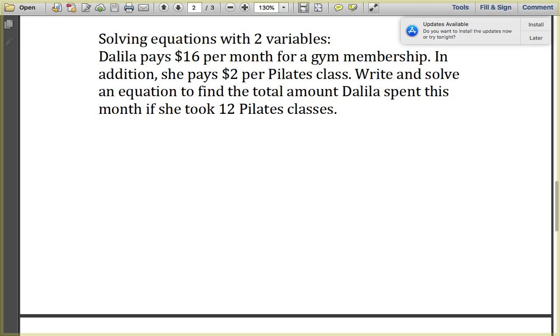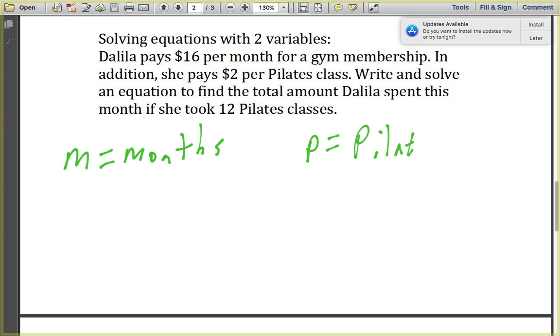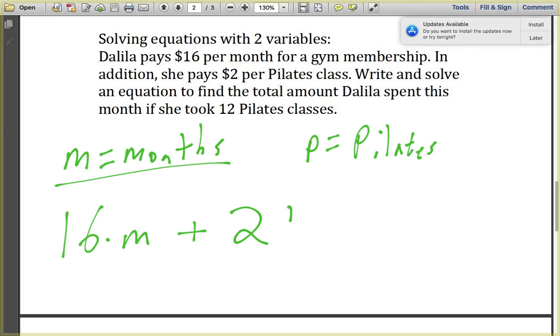Okay, well, let's set up the two things we don't know. We have M for the number of months, and then P for the Pilates class. And yes, we do actually know it in this case, but we want to set up the equation first. Let's start with the things that were named and technically unknown when they were named. So, I know that for every month, I pay $16. So if I take 16 times M, that's how much I pay per month. And then if I add to that, I know that it's $2 per every Pilates class I take at this place. And that equals my total cost.